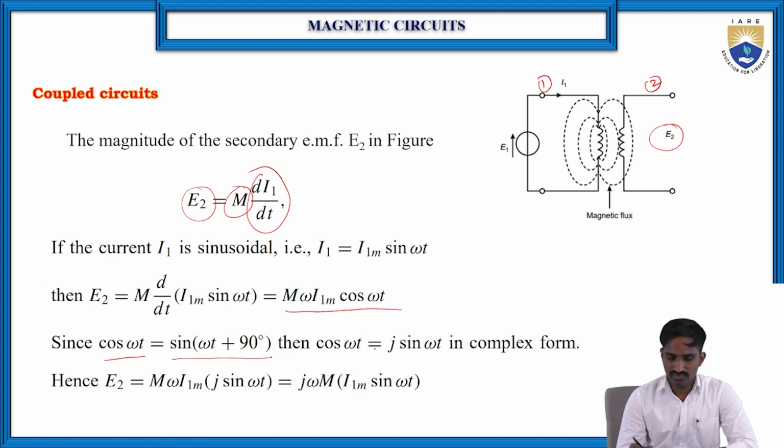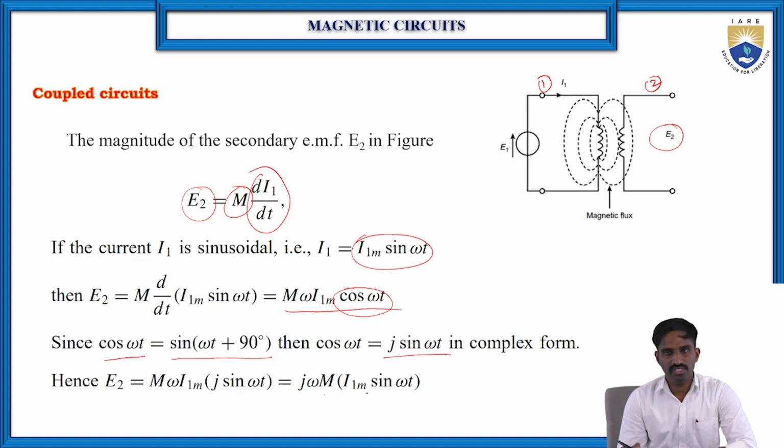Here, the 90 degree shift is represented by j, so we can rewrite cos omega t as j sin omega t in the complex form. Substituting j sin omega t in place of cos omega t, the EMF across the secondary winding E2 is equal to j omega M I1m sin omega t. We have simplified it to get into the standard form.